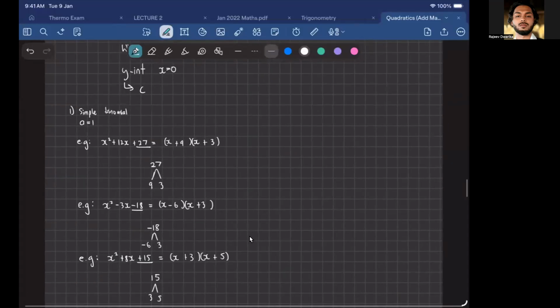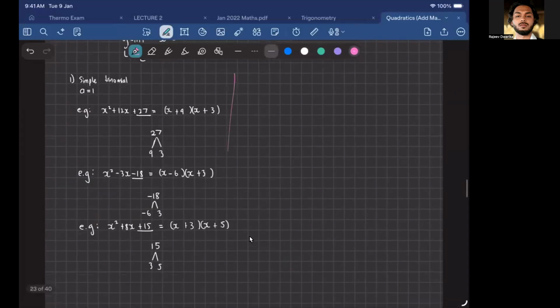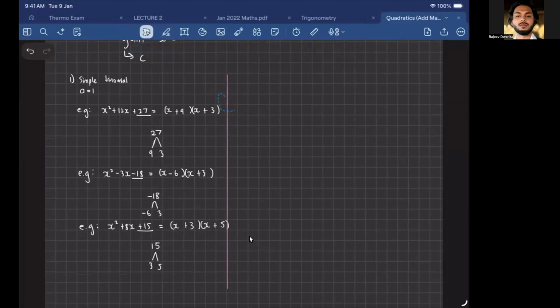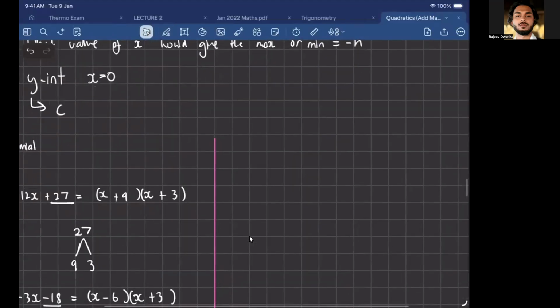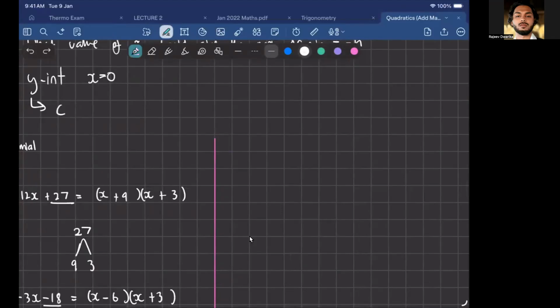Let me just give you a quick introduction as to what you would do if it's not a simple trinomial. Not simple. If it's not a simple trinomial, it means that A is not equal to 1. Let me look at a simple example. So suppose we had something like 2x squared plus 13x plus 15.